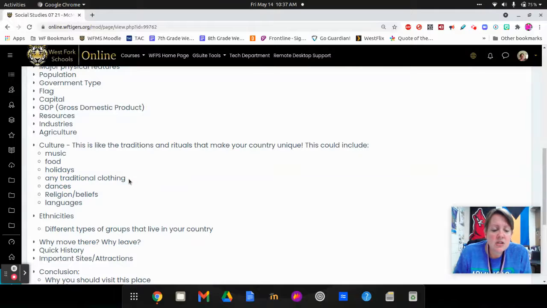Do they have any traditional clothing? I immediately think of the Korean traditional clothing, which they may not wear every day, obviously, but if they are celebrating something, sometimes the traditional clothing comes out.